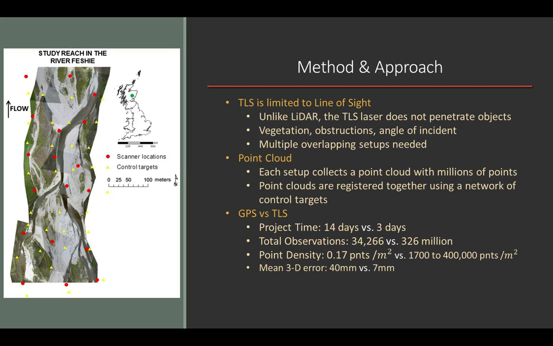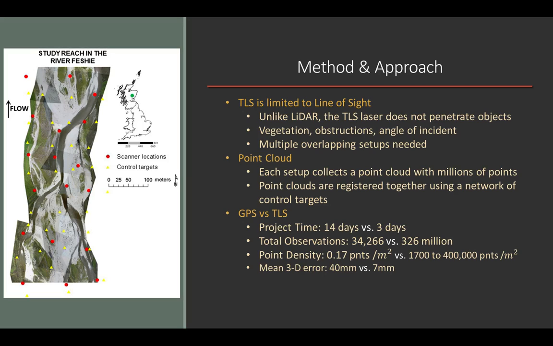Each one of these setups is going to have its own point cloud, more than likely millions of points of data, and these point clouds will be registered and stitched together using this network of control targets that will be set up and overlapped with each scan.